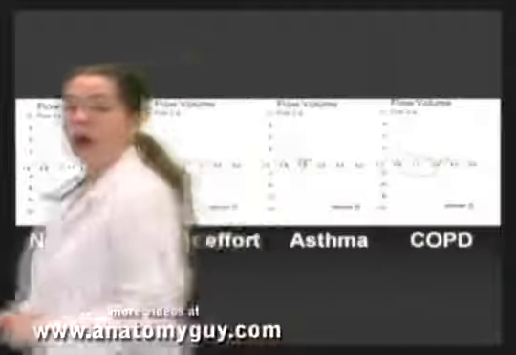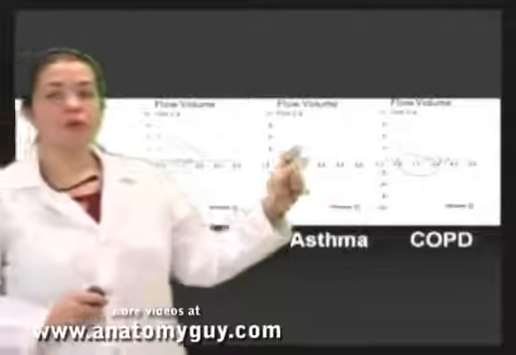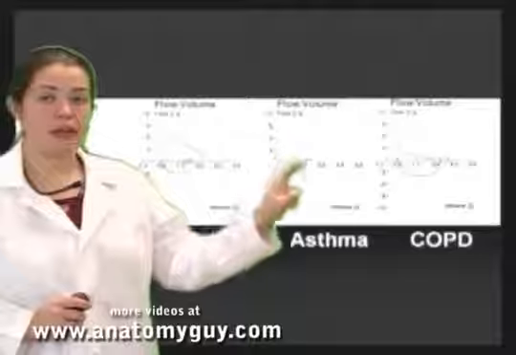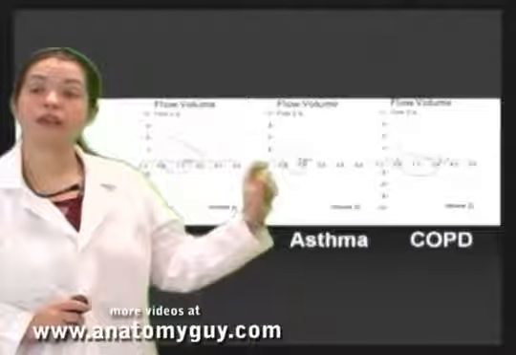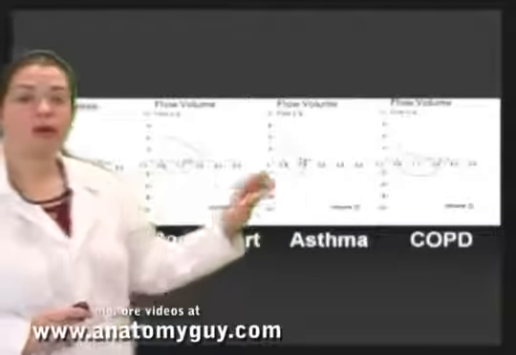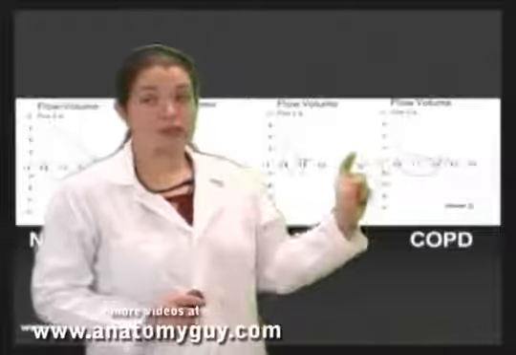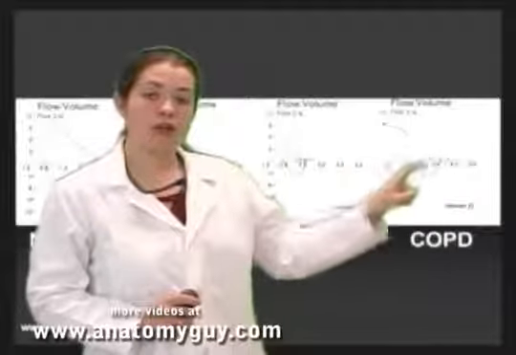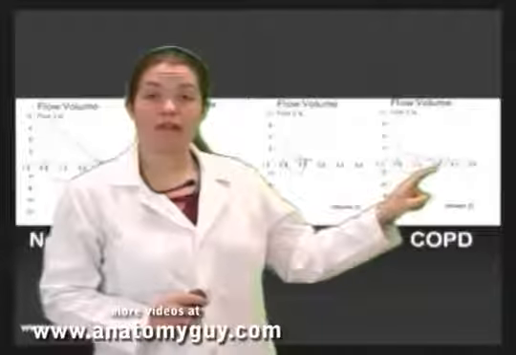reading. Over here we have asthma, which is an obstructive pattern. We have a low FEV1, but a normal FVC, giving us a diminished ratio as well. COPD, also an obstructive disease, again has a low FEV1, but an approximately normal FVC.